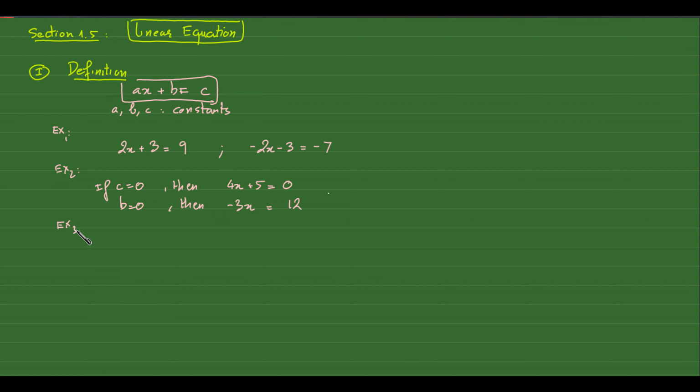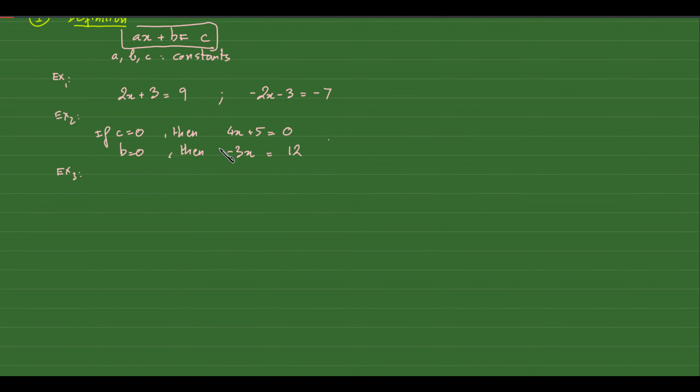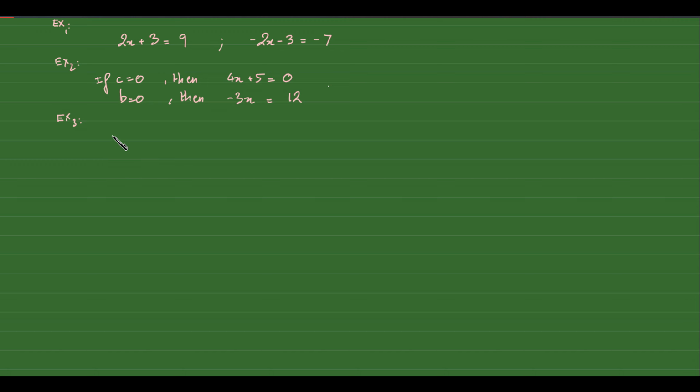Or I can have something with parentheses. For example, in this case, I may have 2(x plus 5) minus 4(x minus 1) equals 7x plus 2. This is a linear equation too, even though you have parentheses. And if you have parentheses, then you just go ahead and apply the distributive property.